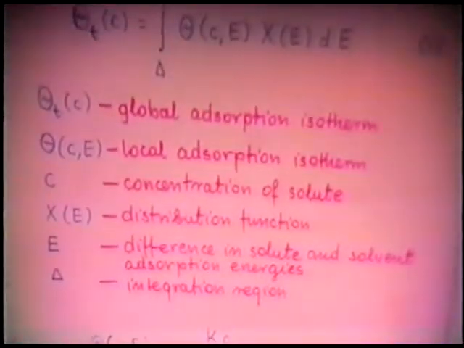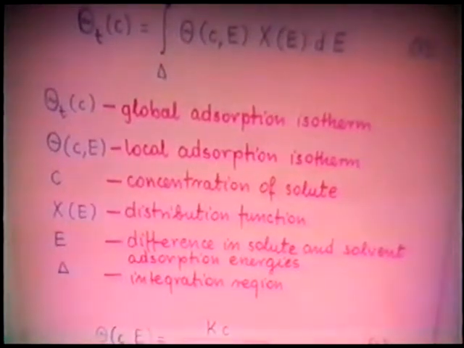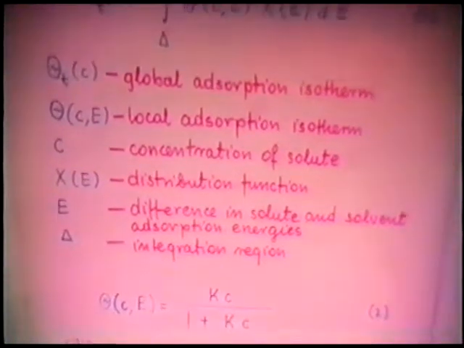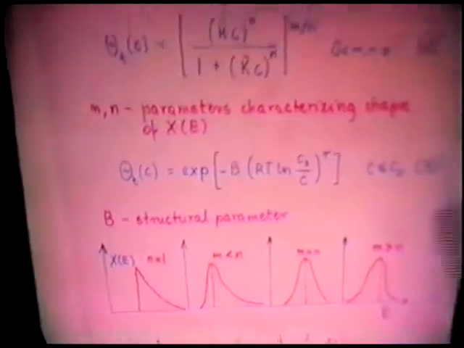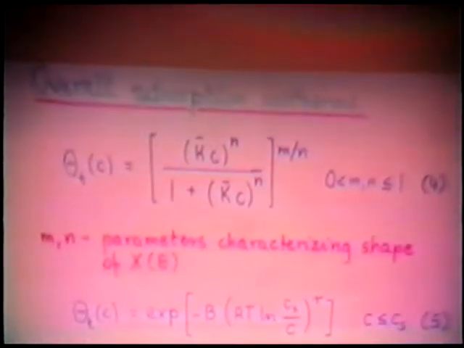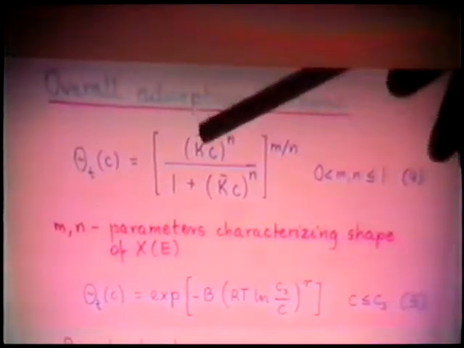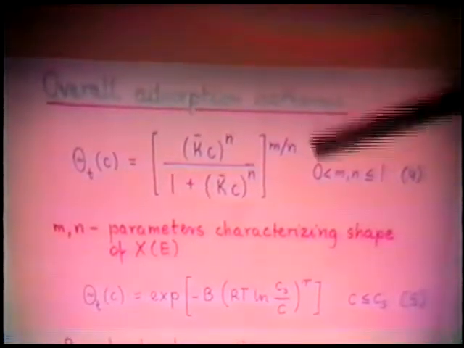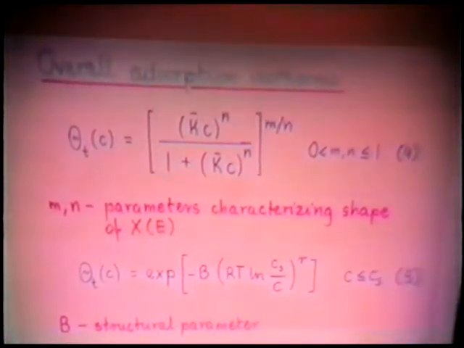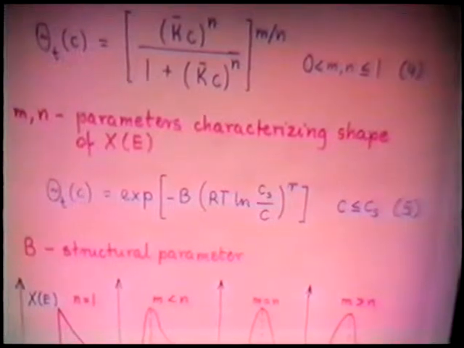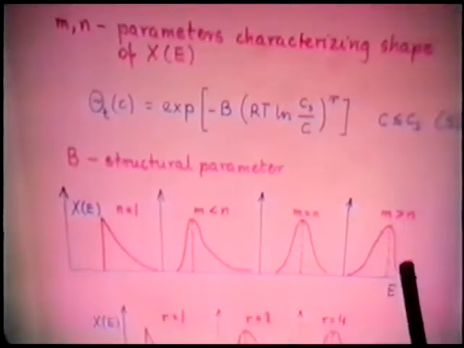And we can solve this equation for Langmuir type local adsorption isotherms, and the general solution of this equation is given by equation 4 or by equation 5. Equation 4 may be understood as a generalized form of Langmuir type equation and contains the Langmuir constant and parameters m and n describing the shape of the energy distribution function. And this equation corresponds to different types of simple energy distribution. One of them is a symmetrical or asymmetrical function.